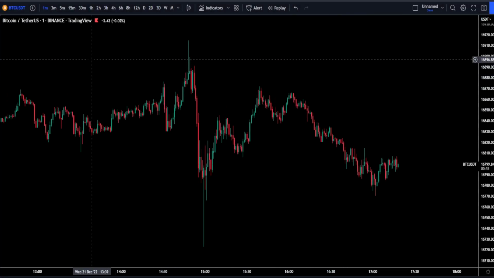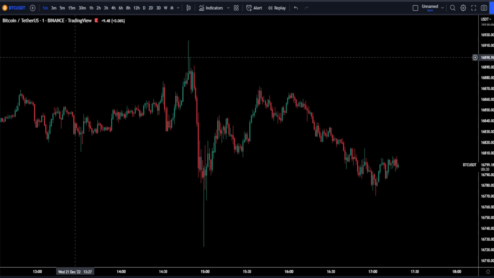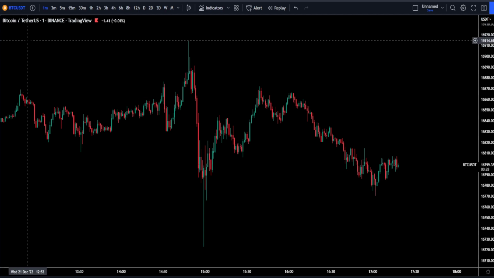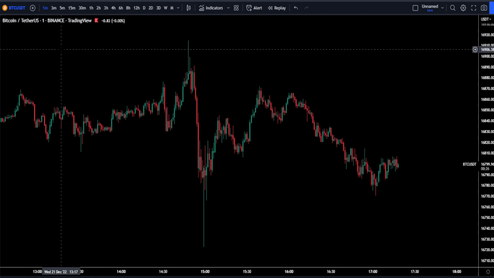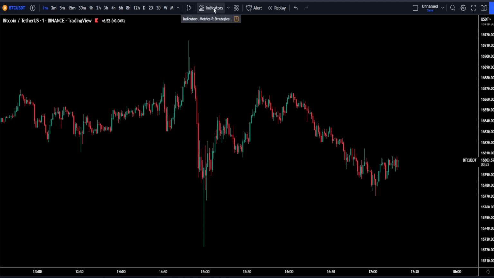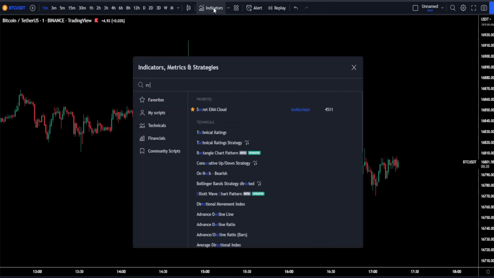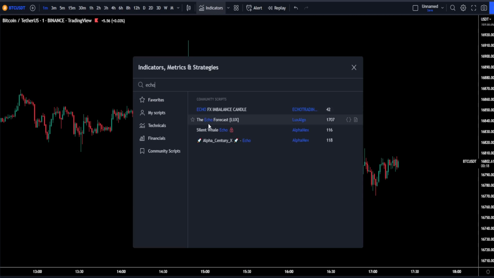Let's first head over to TradingView.com, and we will be showcasing this strategy on the price of Bitcoin versus the USDT on the 1 minute time frame. Now, to actually add our indicator to the chart, we need to navigate up to our indicators tab. We will be typing in Echo, and it's this one here, the Echo Forecast by Lux Algo.